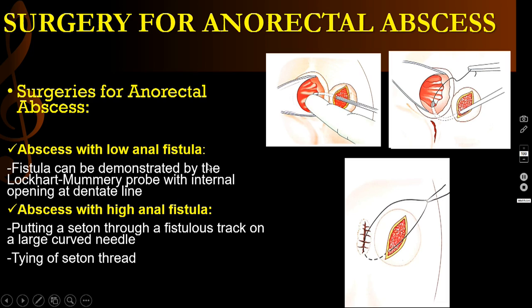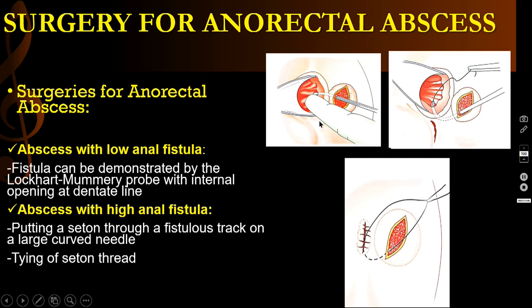Abscess with low anal fistula. Fistula can be demonstrated by Lockhart-Mummery probe with internal opening at dentate line, which you are seeing here. This is a case of perianal fistula, where the fistula is very low anal one, where you can demonstrate the fistula by putting a probe. That is the Lockhart-Mummery probe. You can introduce it through this opening in the abscess cavity. Through that you can introduce it, and this will come out through the internal opening at the level of the dentate line.